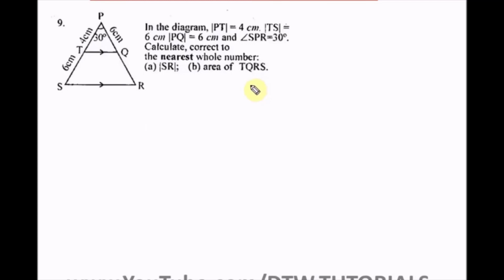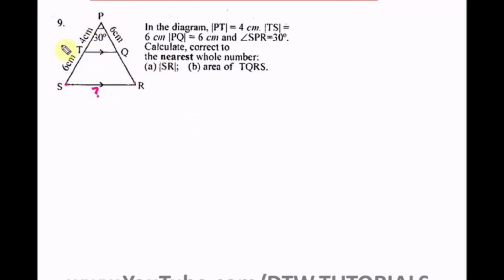Question 9 of the WASSCE 2018 Mathematics Theory question says, in the diagram, PT, that is this side, is 4 centimeters, TS is 6 centimeters, PQ, which is this side, is 6 centimeters, and angle SPR, that's this angle here, is 30 degrees. Calculate to the nearest whole number. 9A says calculate the side SR, so we have to look for this side. Okay, this is the side we're looking for. That's for 9A. So we're going to solve 9A now.